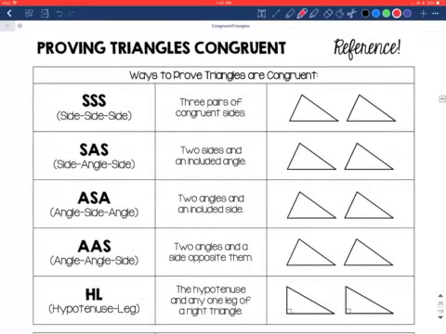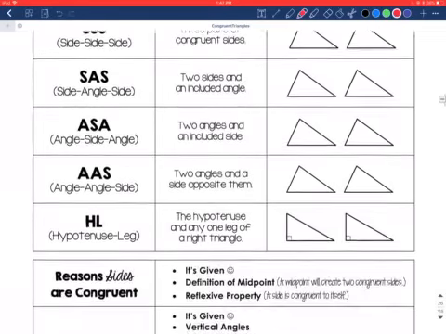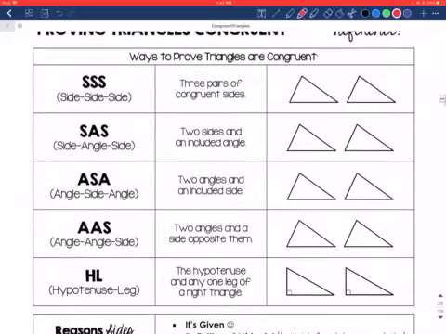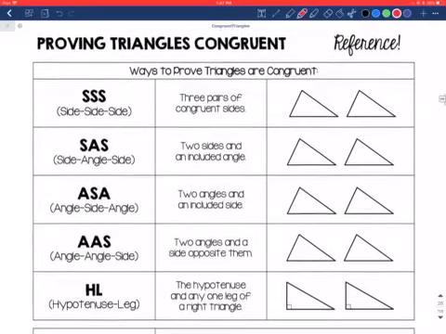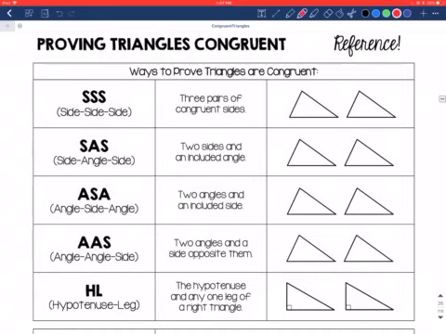All right, so proving that triangles are congruent. There are 5 different ways to prove that triangles are congruent. And if you haven't looked at yesterday's congruent triangles, definitely go back and look at that. You need to know congruent triangles and what we're talking about before you get into this one.